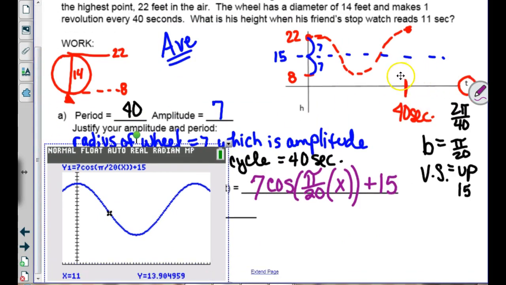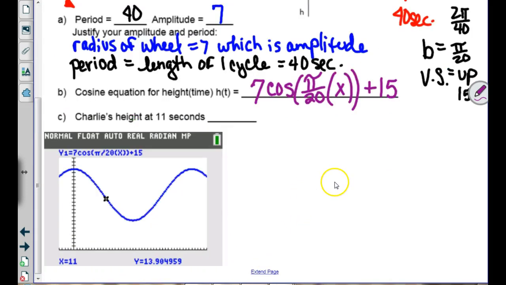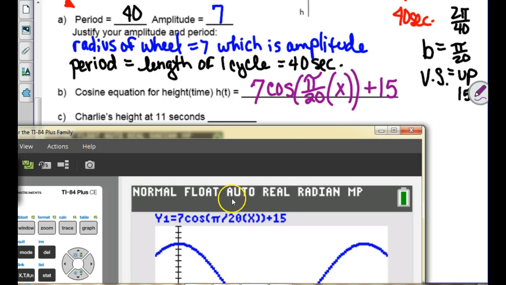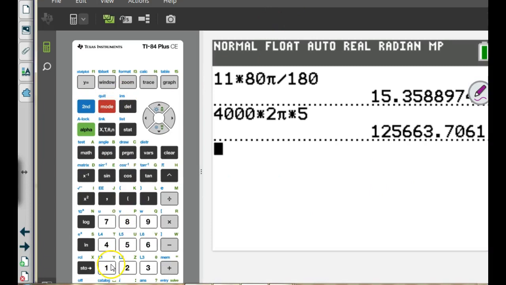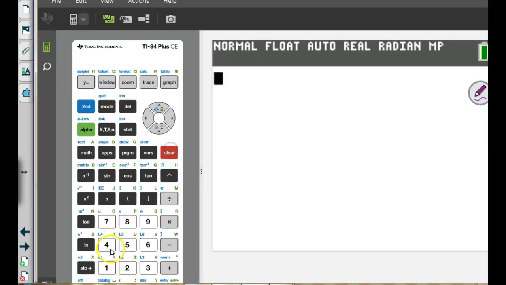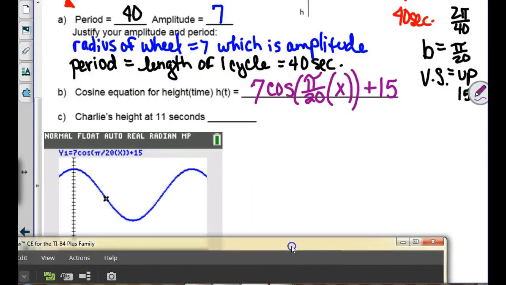If you didn't want a graph, is there another way to do that? Yeah, we could just go to the home screen if you didn't want to check that your equation was right. And just type, somebody tell me, 7 cosine pi over 20 times 11 plus 15. Is that right? And you should still get 13.9. Okay, everybody good?